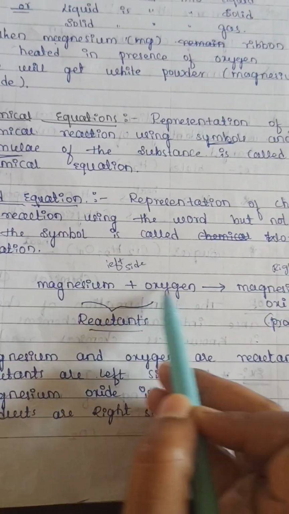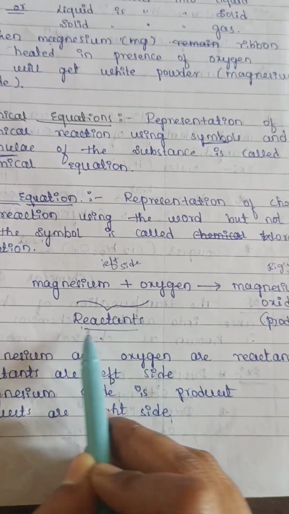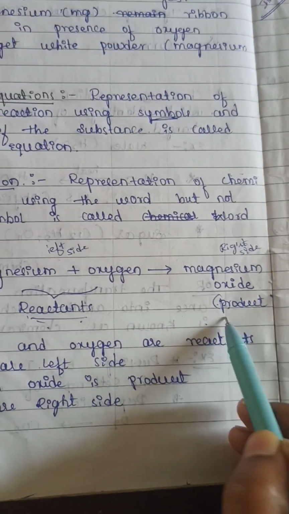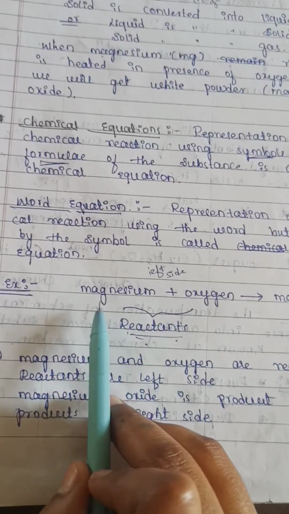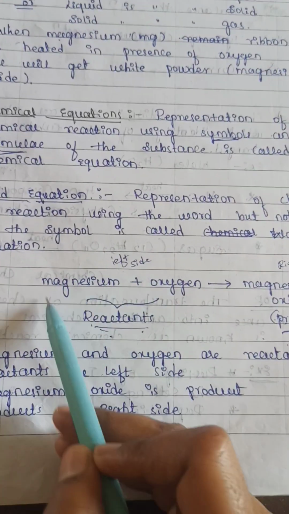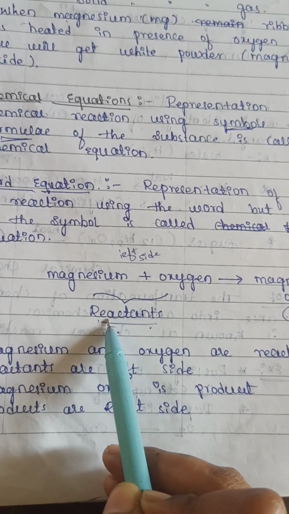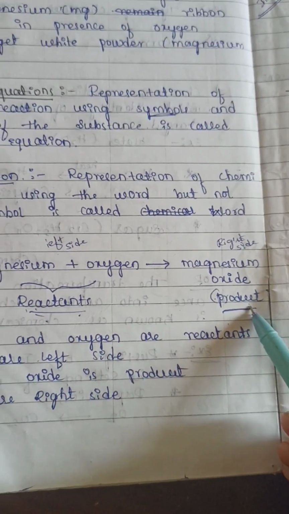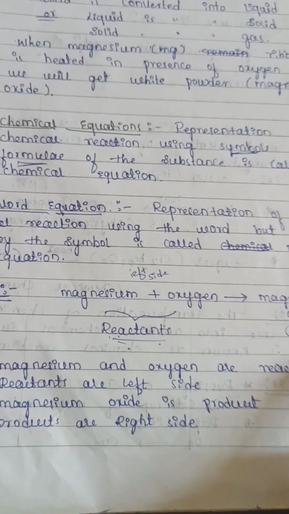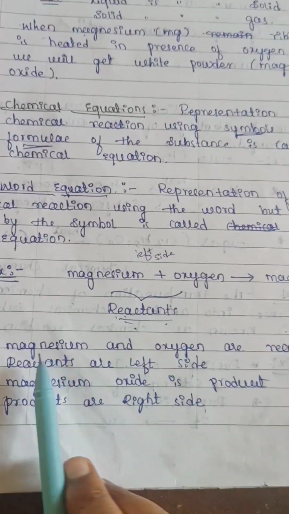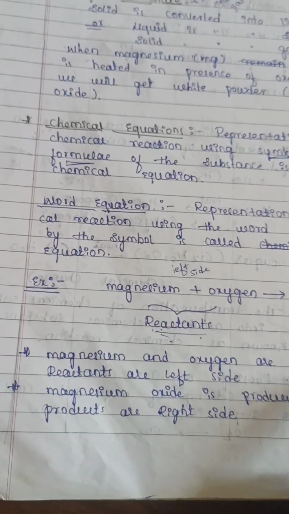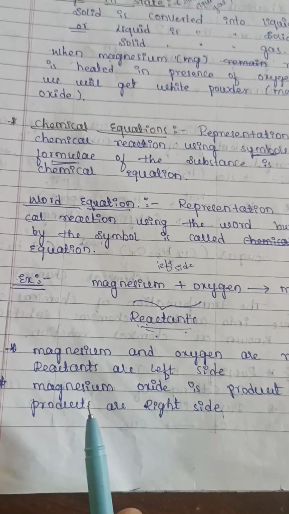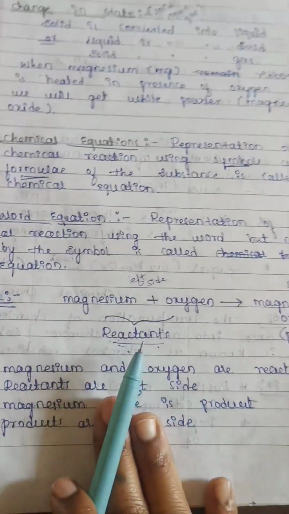Whatever is present on the left side is called reactants, and whatever is present on the right side is called products. So here, what are the reactants? Magnesium and oxygen are reactants, and what is the product? Magnesium oxide is the product. So this is a word equation.